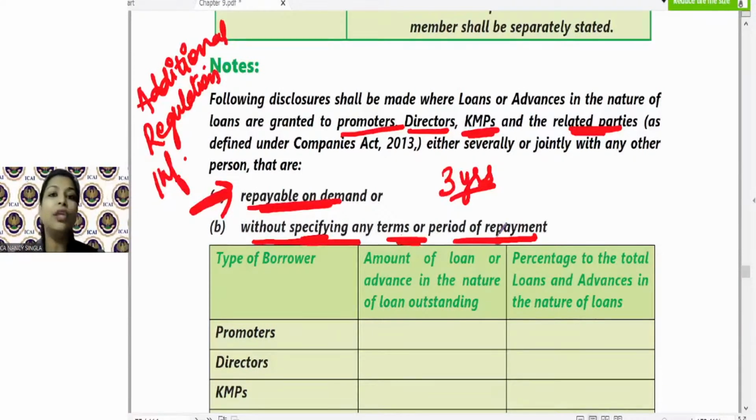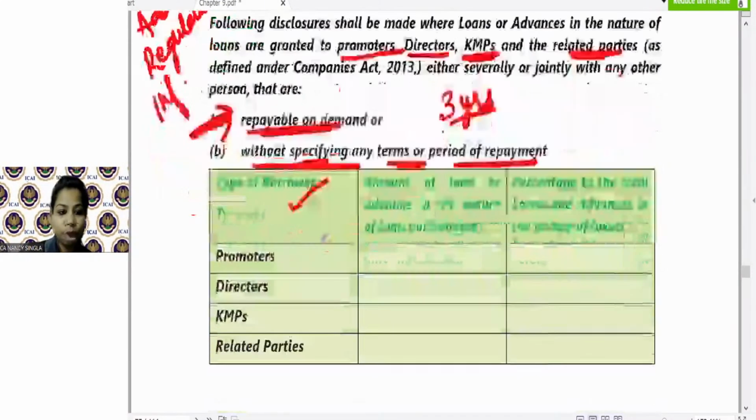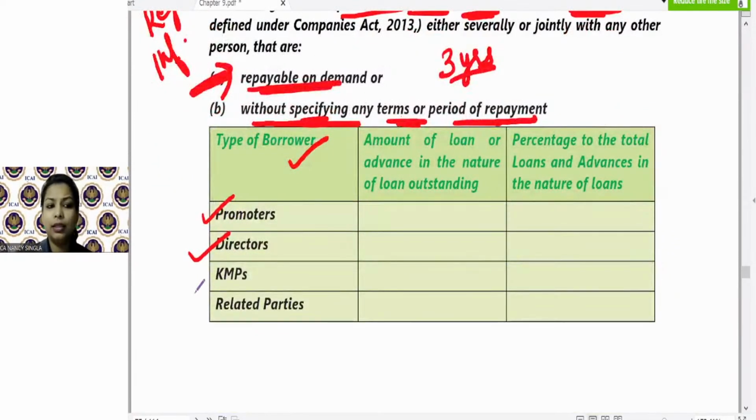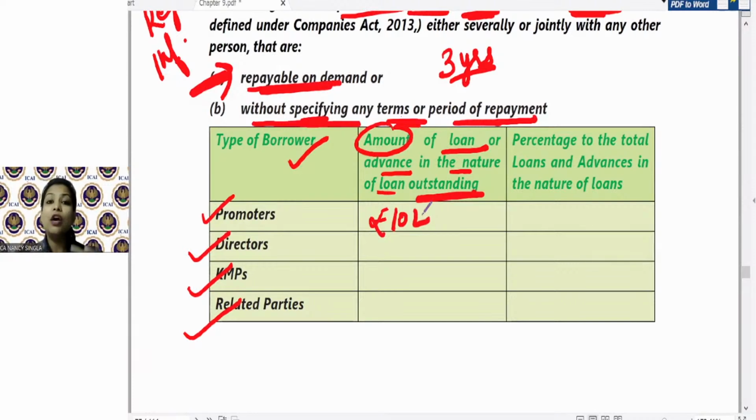Now what does the management or the company have to disclose? What is the type of borrower? Is it the promoter, director, KMP or related party? Amount of the loan or advance in the nature of loan outstanding. How much is the amount? Let's say rupees 1 crore or let's say rupees 10 lakhs, right? And the amount of loan that has been given to that promoter or to the director or to the KMP or to the related party, the percentage of that loan to the total of the loan. The percentage of the total loan in the loans and advances. So how much percentage is that loan to the total of the loan.